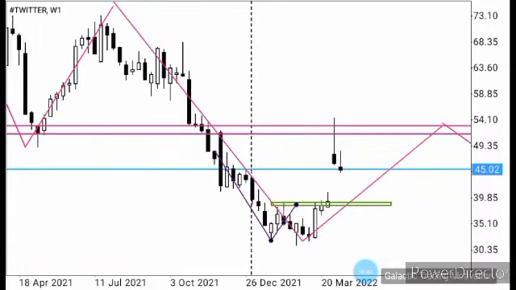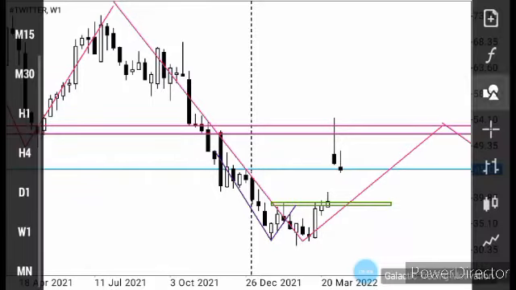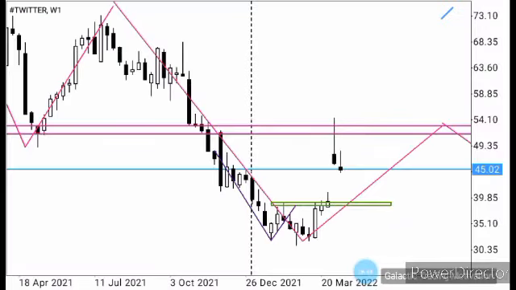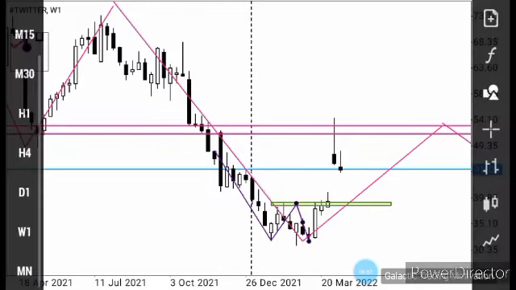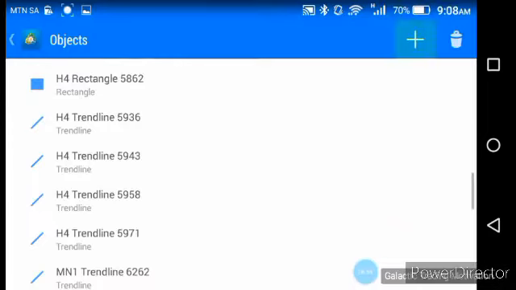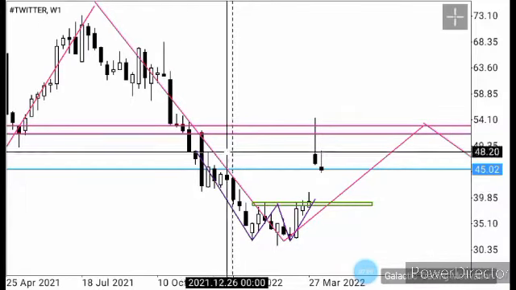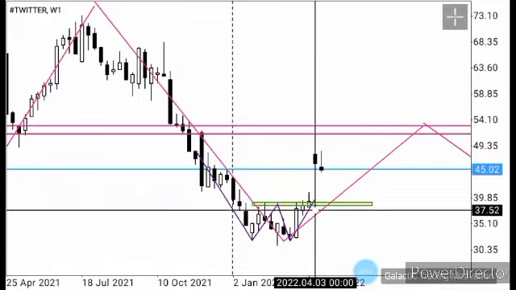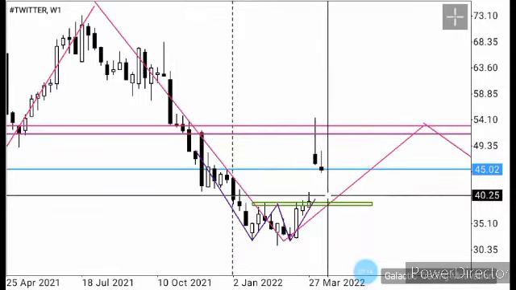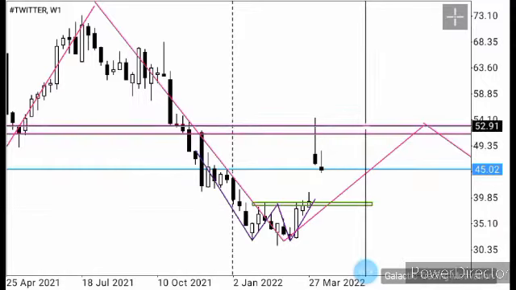So that's the first leg. Second leg. Just bear with me, guys. There we go. Right? That's a W formation with a neckline. The neckline was broken, but price never came back to retest the neckline before actually heading up again.